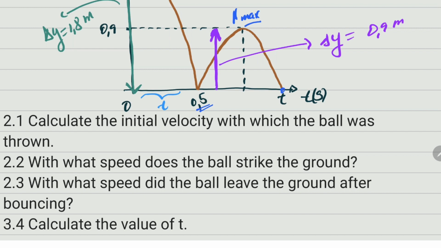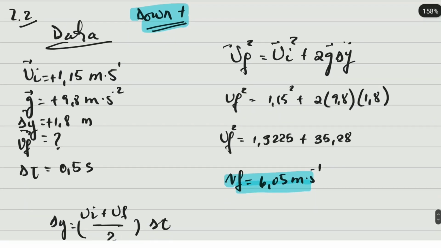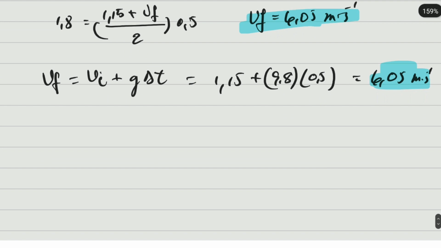So we have that one. We don't have the time. So be careful with this one. But we also know that at the maximum height after bouncing, the velocity there will be equal to 0. So that is all the data we need for 2.3.